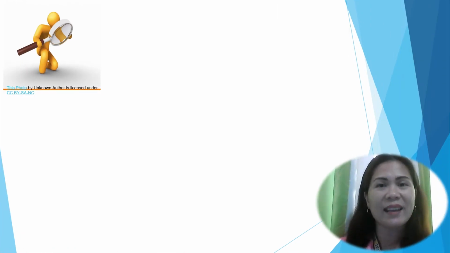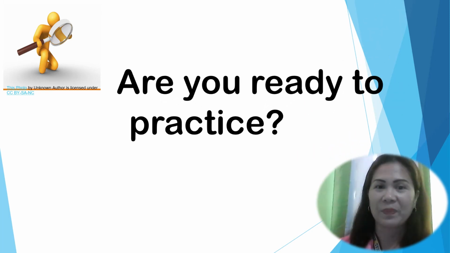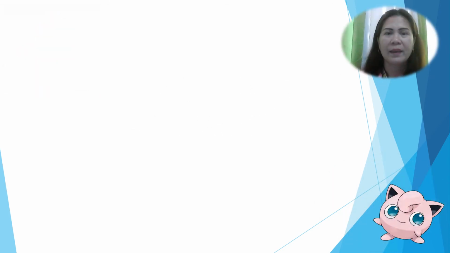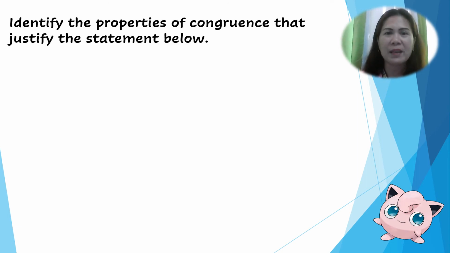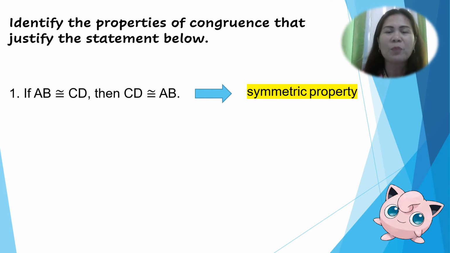For deeper understanding in using properties of congruence in identifying congruent parts and congruent figures, let's proceed to the next activity. Are you ready to practice? Identify the properties of congruence that justify the statement below. For number 1, if segment AB is congruent to segment CD, then segment CD is congruent to segment AB. The answer is symmetric property.